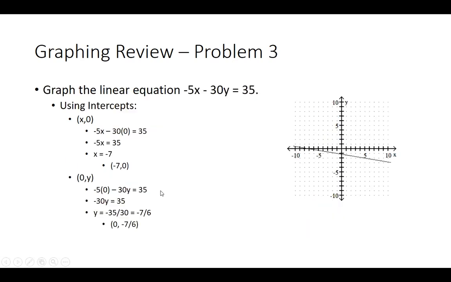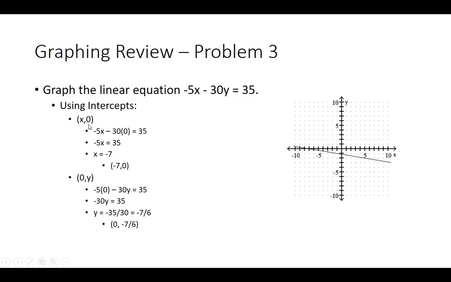In problem 3, we want to graph the linear equation -5x minus 30y equals 35. And since the x and the y are on the same side of the equation, we're going to go ahead and use the intercepts method to graph this.